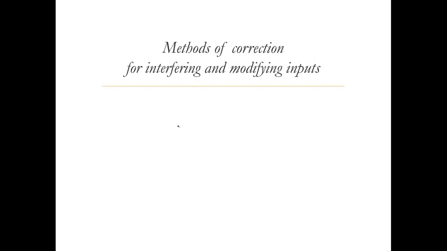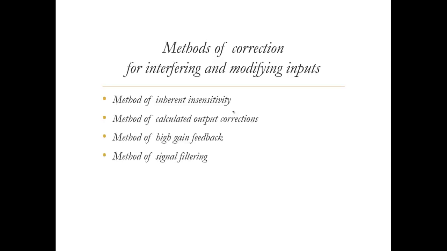Now, how do we account for these interfering and modifying inputs? The desired input is something that we really want the instrument to measure, but because of the modifying and interfering inputs, we need to think about strategies to correct them, so that we have the correct measurement by the instrument. So we have these methods: method of inherent sensitivity, method of calculated output corrections, method of high gain feedback, method of signal filtering, and method of opposing inputs.